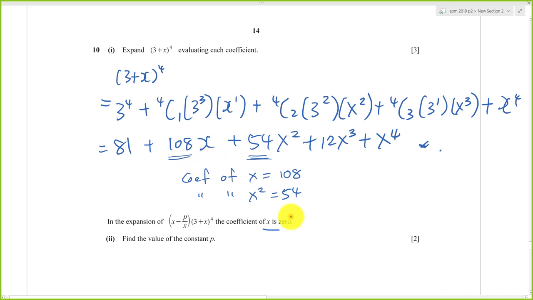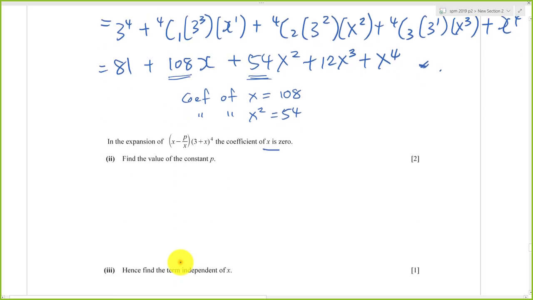Alright, but this one uses (3 + x)^4, which is exactly this thing, multiplied with this term. Now you need to think something. We know this one, we expand, we get this, right? So if I get x plus p over x here, of course you can insert all the 5 terms over here. But right now, my objective is only to get the coefficient of x.